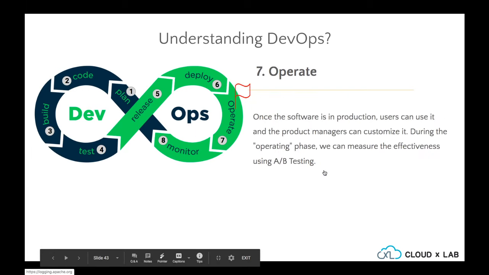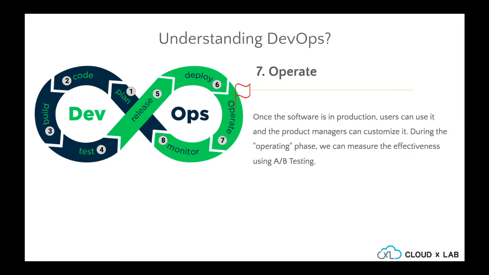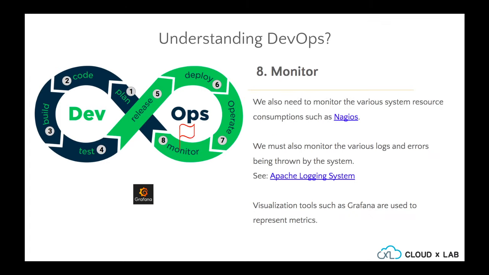Now there is one more thing. After we have deployed it using these tools, the next part is operating. Once the software is in production, users can use it and the product managers can customize it. During the operating phase, we can also measure the effectiveness of various features using A/B testing. Further, we have to monitor our servers, and that can be done using tools like Nagios and Apache logging system. Along with that, we'll be learning a system like Grafana, so that we can remotely see and visualize the metrics of the various servers.